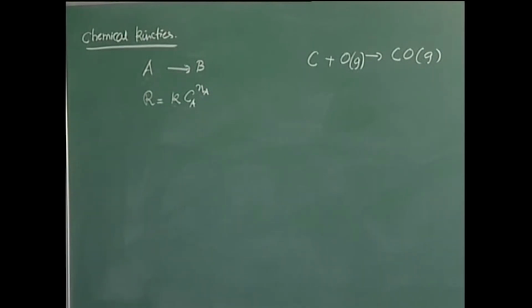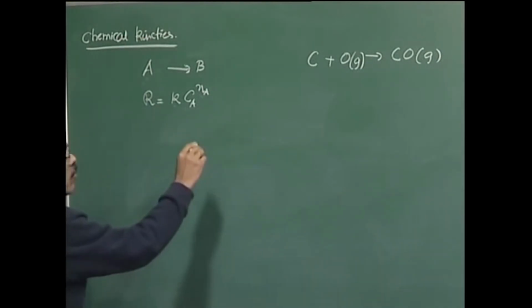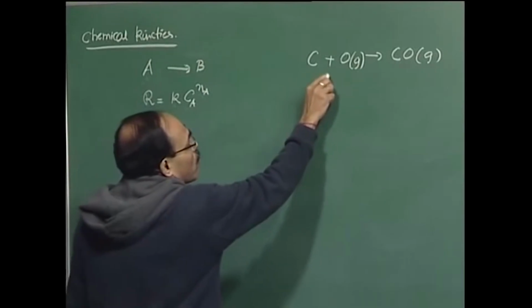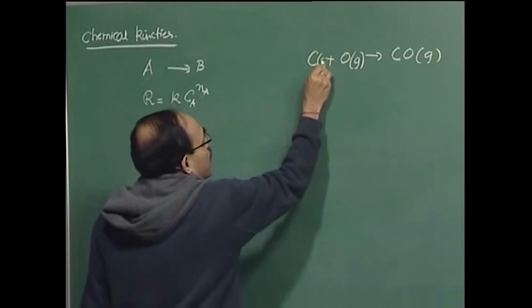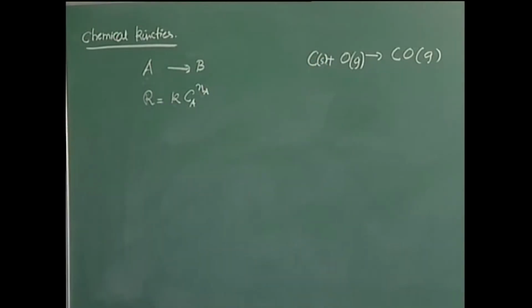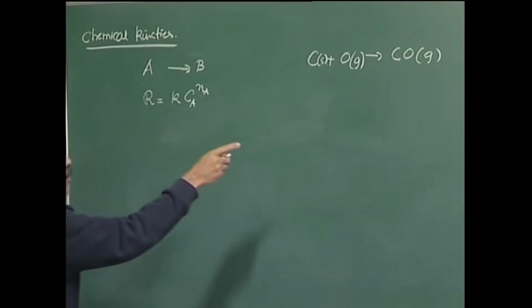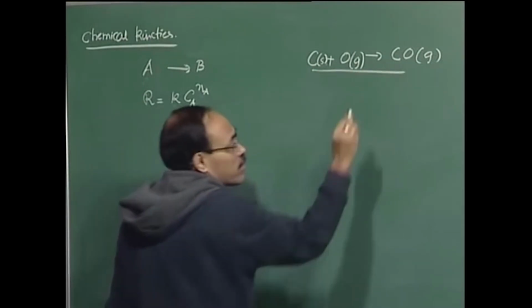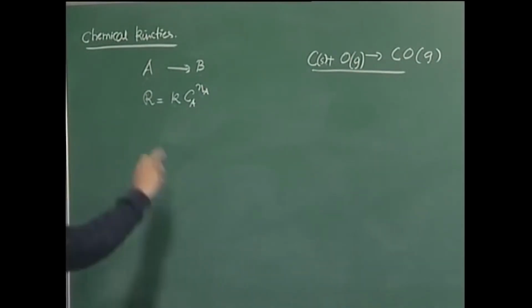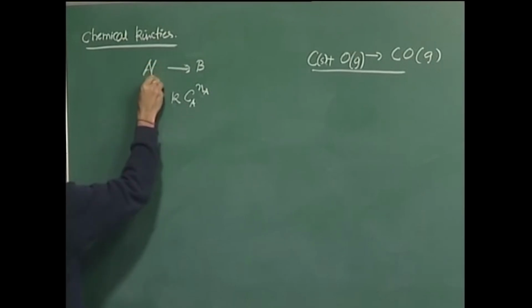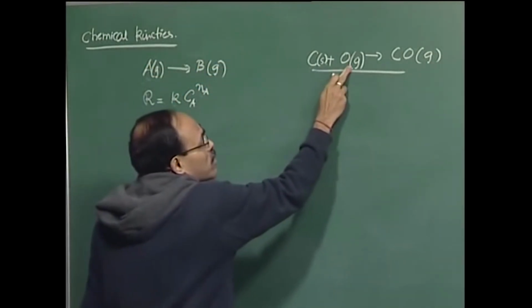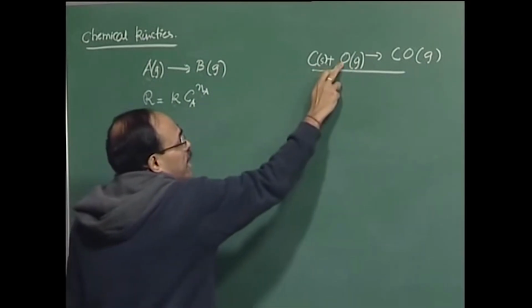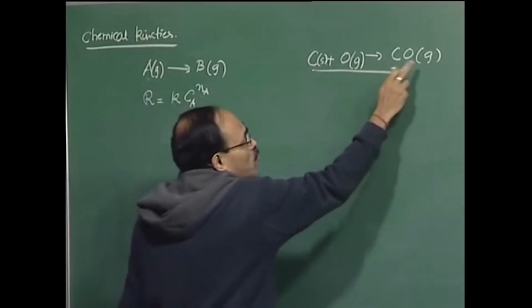Or we can say that, in this case, for example, we have a gas-solid reaction. This is again a forward reaction. So, this is now a heterogeneous reaction. This is a homogeneous reaction: A is gaseous, B is gaseous. Here we have oxygen as a gas, carbon as a solid, and carbon monoxide as a gas.